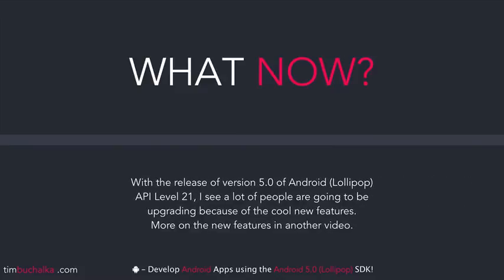So with the release of version 5 of Android, Lollipop, that's API level 21, I personally think a lot of people are going to be upgrading because of the cool new features. Now we're going to go through and talk a lot about those new features in another video, but there are some really good end user features. Like for one example, the camera functionality has been dramatically upgraded. So I can see that that's going to happen a lot. So that's a good thing. As I mentioned, as developers, we want our user base to be running pretty well the latest version of the SDK, because then we don't have to try and cater for all the old versions as well. So we want to really just focus on that new version if at all possible.